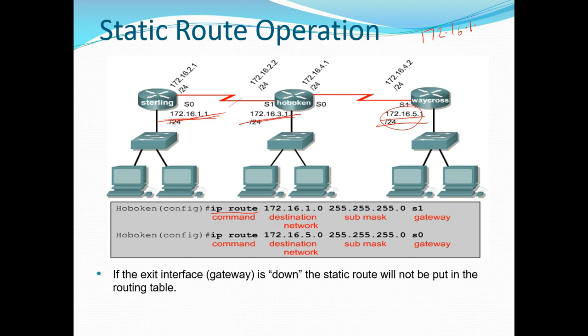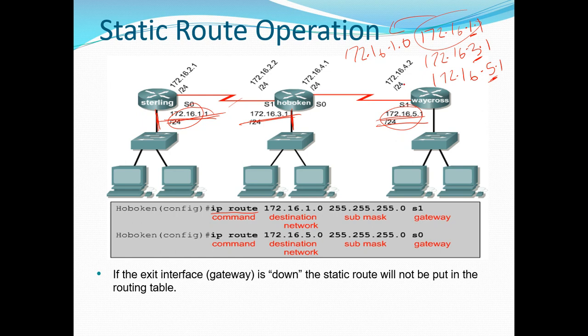So I was saying we have this network, we have this network, and this network. You can see that we have 172.16.1.1, right? It's the IP address for this interface. For this interface it is 172.16.3.1. You can see that we have the difference there. And for this one it is 172.16.5.1. So the difference is here.